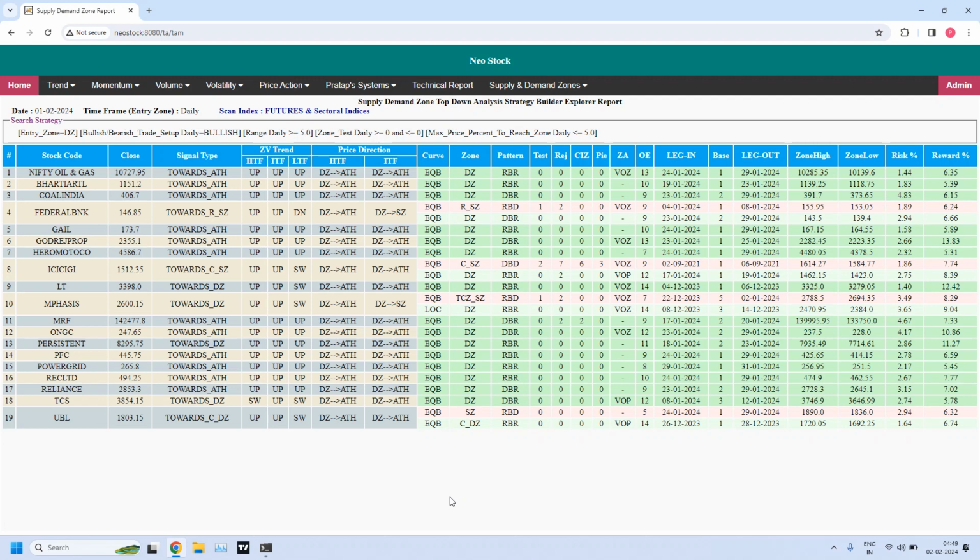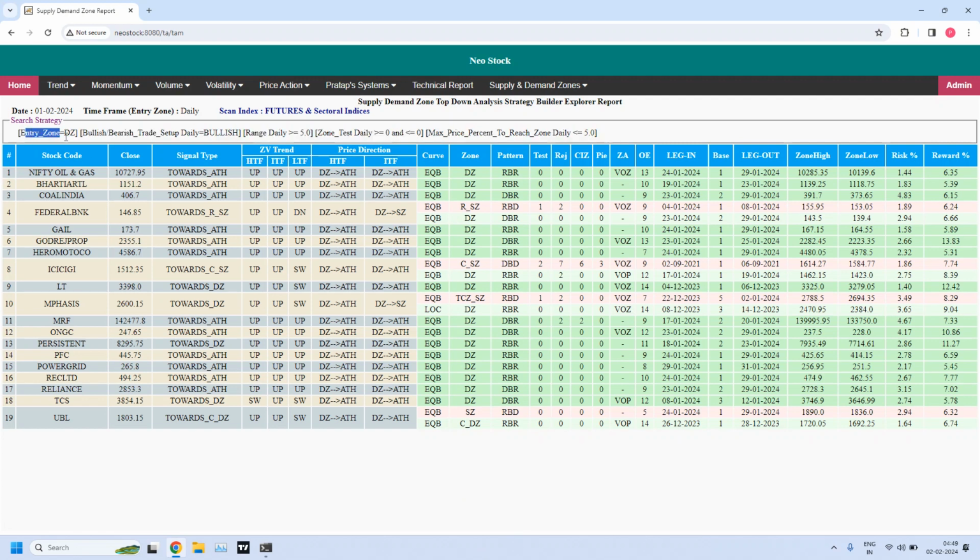Sometimes if conditions change, the nature of the stocks also changes, and the zones will change. At this point of time, all these 19 stocks are supporting a bullish trade setup. And which filter are we using? Always you can read the filter here in the search strategy.